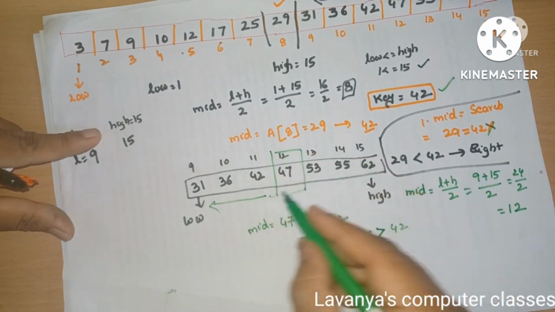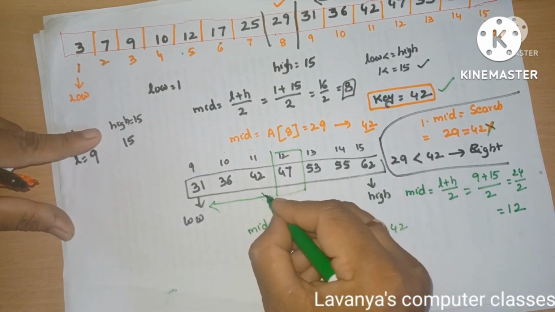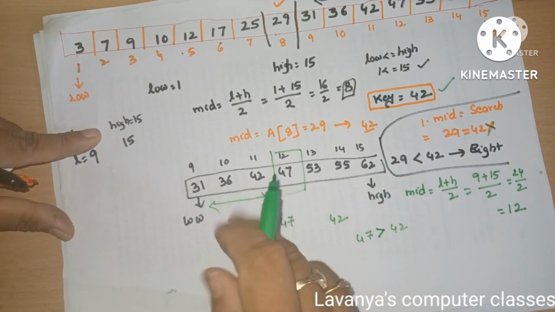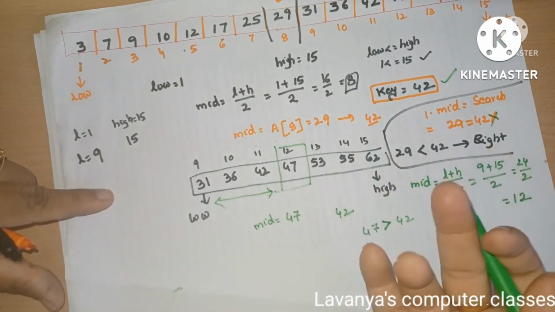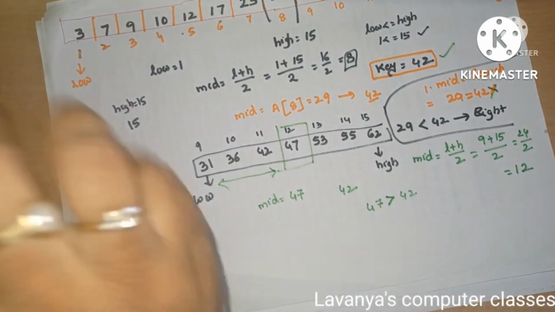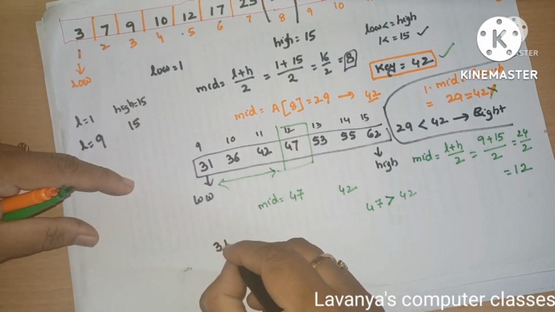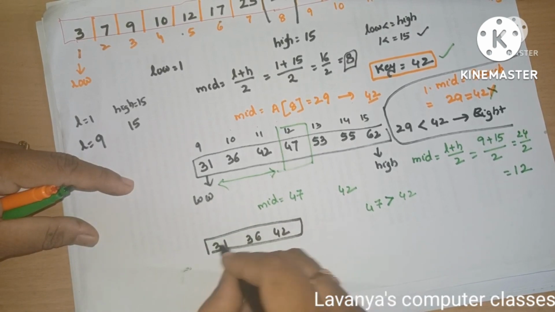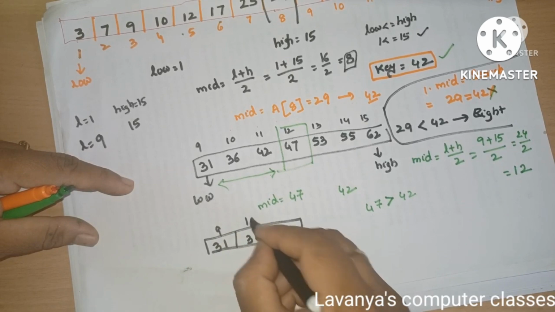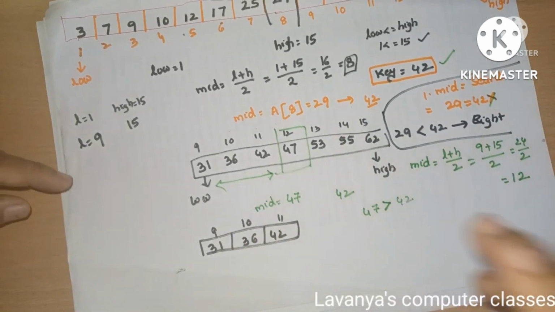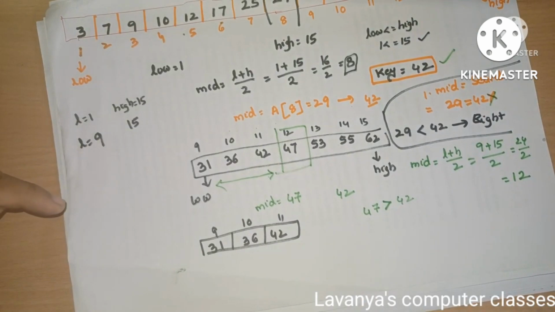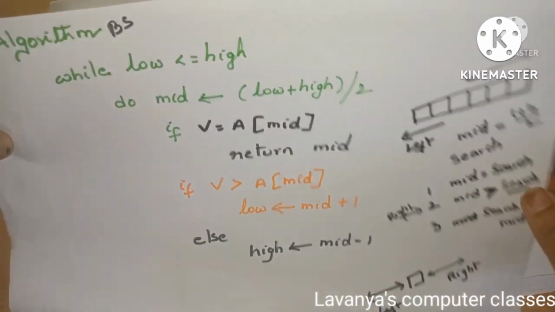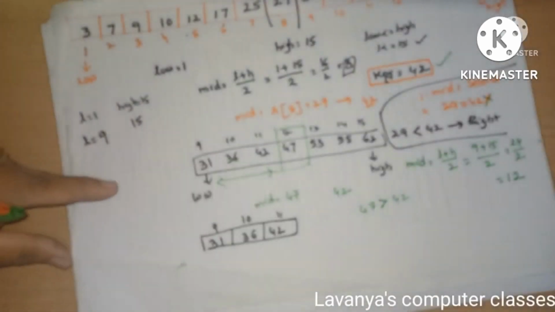Either the right hand side or the left hand side. Which side we have to go depends upon the value. The search element is smaller than the middle element, so go to the left hand side. That means again we apply the divide and conquer method. So what are the parts again? 31, 36, 42. They are in the 9th position, 10th position, 11th position. Whenever the middle element is more than the search element, we have to change the high value. High equals mid minus 1. So what is the high value?